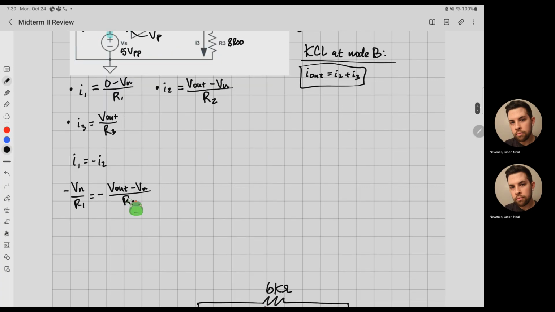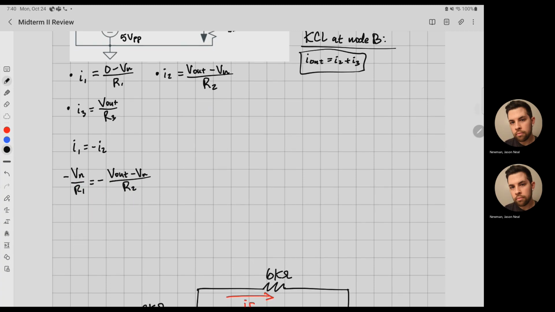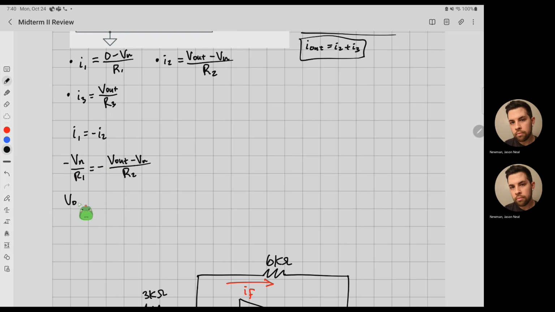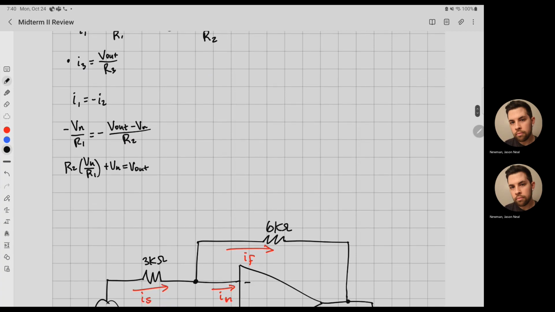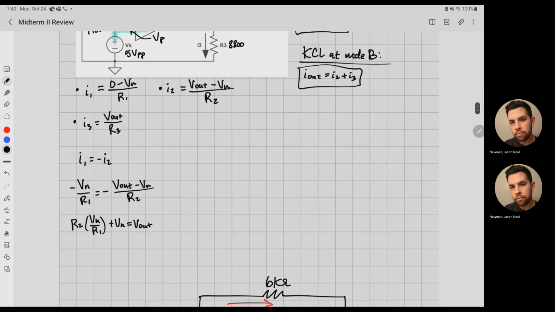So we want to solve for V out. How do we get V out by itself? Well, we need to multiply this R2 over. And it's a negative R2, so these negatives are going to cancel. So if we do that, we're going to have R2 times Vn over R1. And then if we add over this Vn, plus Vn equals V out. Okay, so now we can just plug in all of our values to find V out.